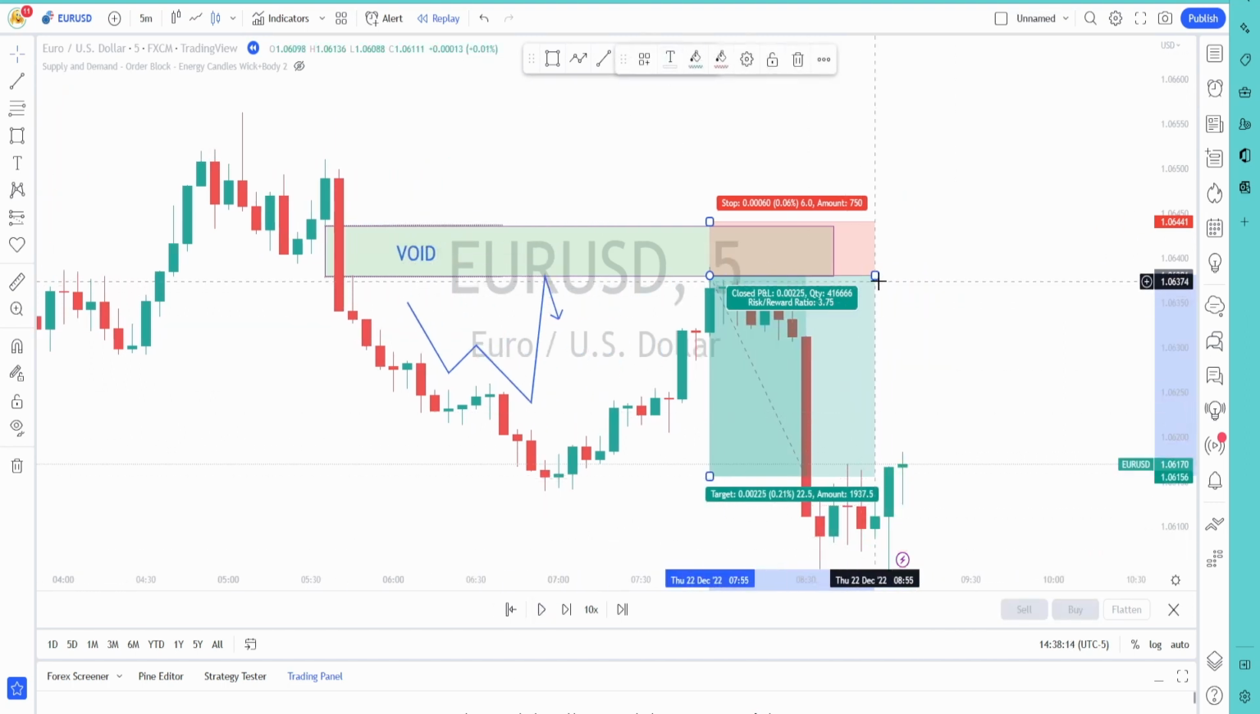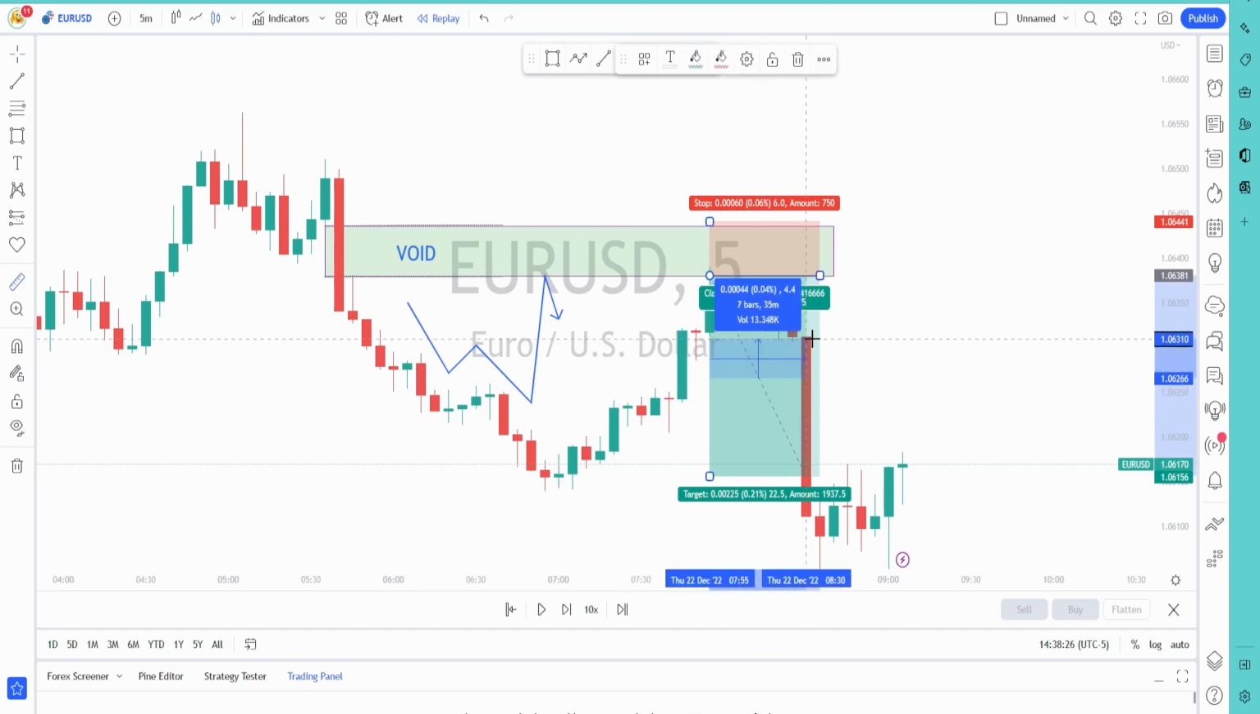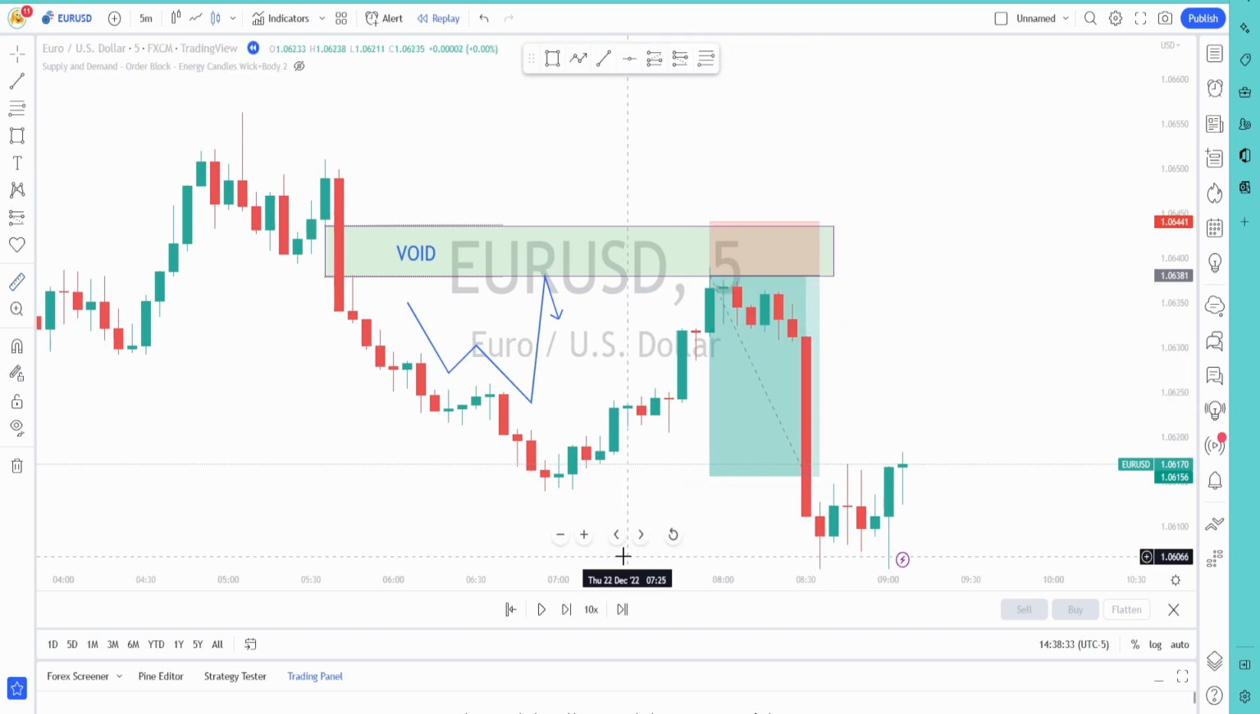And you can see how that played out. This was a risk to reward of 3.75. And when you're looking at how long this trade played out, it was a 40-minute trade. Not bad. That could have been great for the rest of the day. Now we're going to take a look at a few more just to show you what I mean.